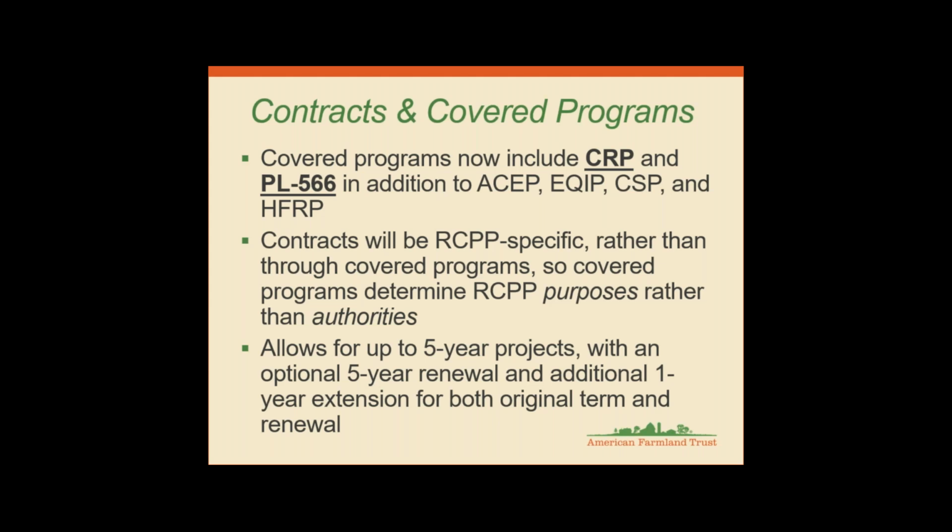The way that it worked is that a project partner would put together a project to apply to a certain geographic region, like say a watershed, and then would use certain covered programs to enroll producers, farmers, and ranchers in contracts. In the case of farmland protection, that would have been ASAP. You could also have used EQIP, the Environmental Quality Incentives Program, the Conservation Stewardship Program, and the Healthy Forest Reserve Program. Noting that now the Conservation Reserve Program and PL 566, which is the Watershed Protection and Flood Prevention Act, are now also included in the types of activities that will be carried out under RCPP.